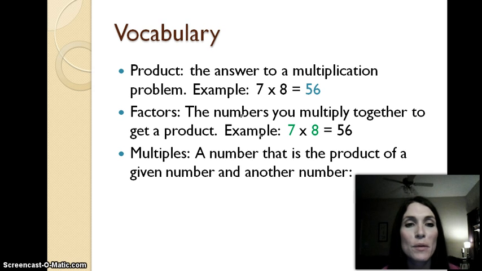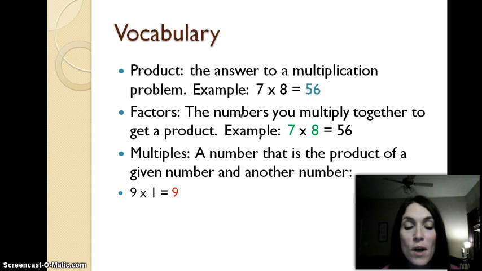Our vocabulary will be product, the answer to a multiplication problem. Example, 7 times 8 equals 56. 56 is the product. Factors, the numbers you multiply together to get a product. Example, 7 times 8 equals 56. 7 and 8 are the factors. Multiples, a number that is the product of a given number and another number.